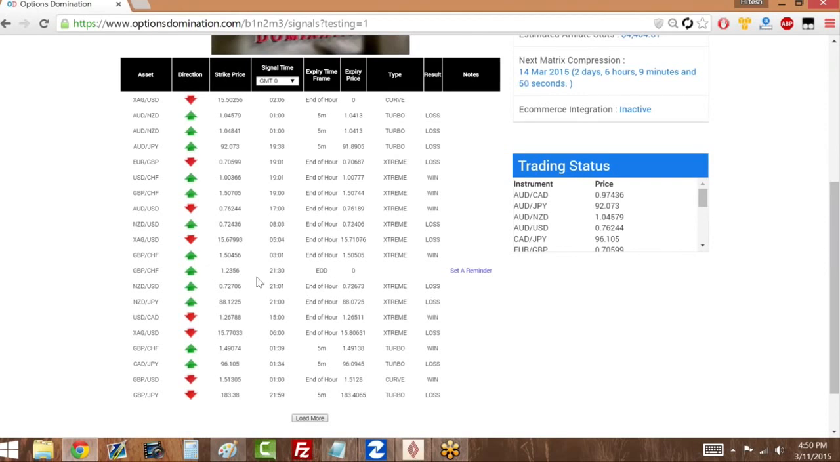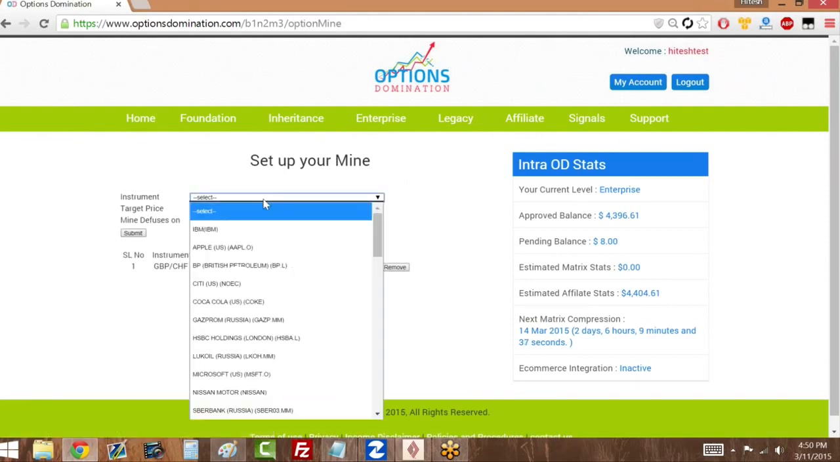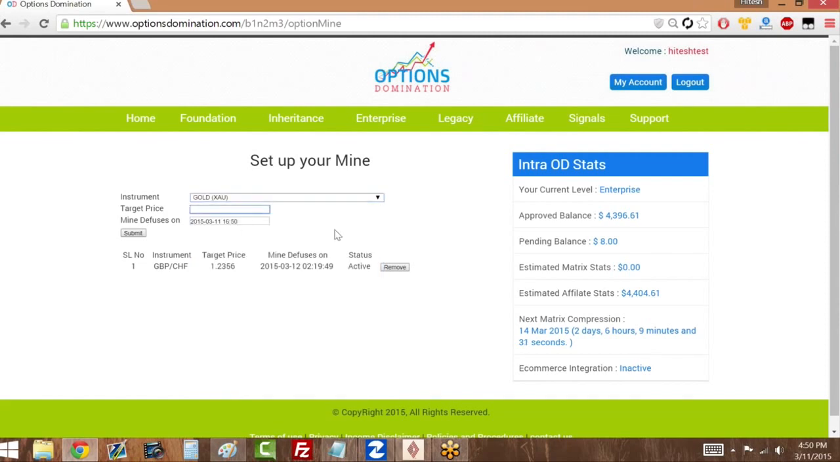So what we did is we have a system in place where you can click on set a reminder for EOD trades. We also call it option mine. Let's say we had issued a signal saying that gold is going to be below 1169.75, purely as an example. You can submit that and go about your business. When gold actually hits that price, it will automatically email you.